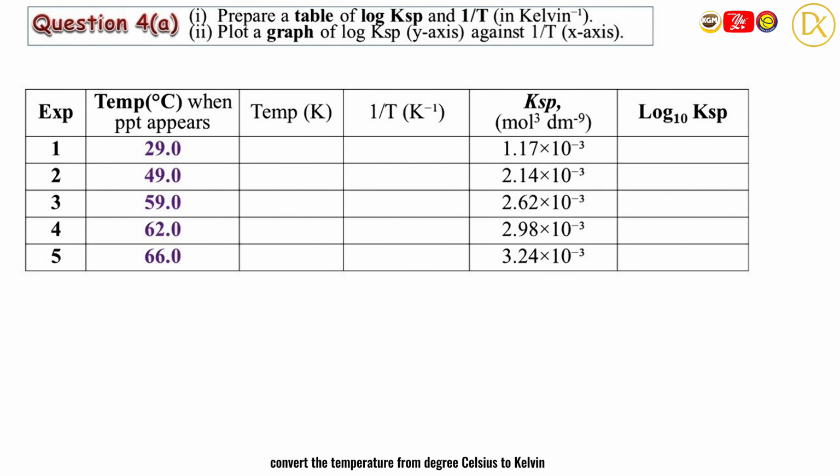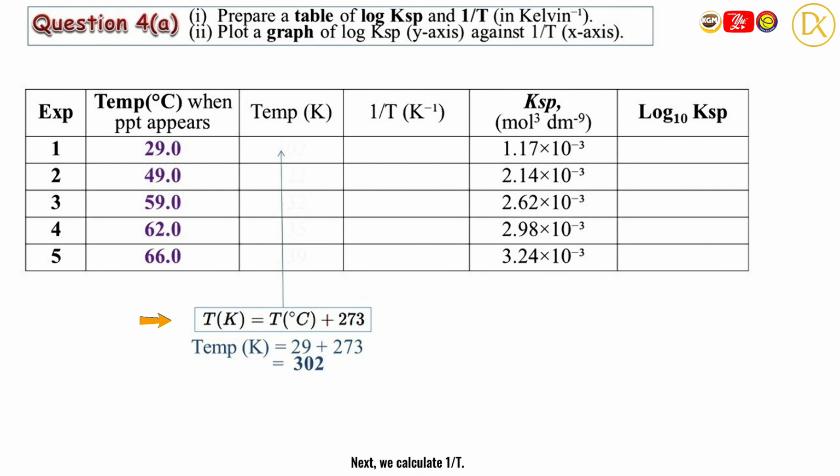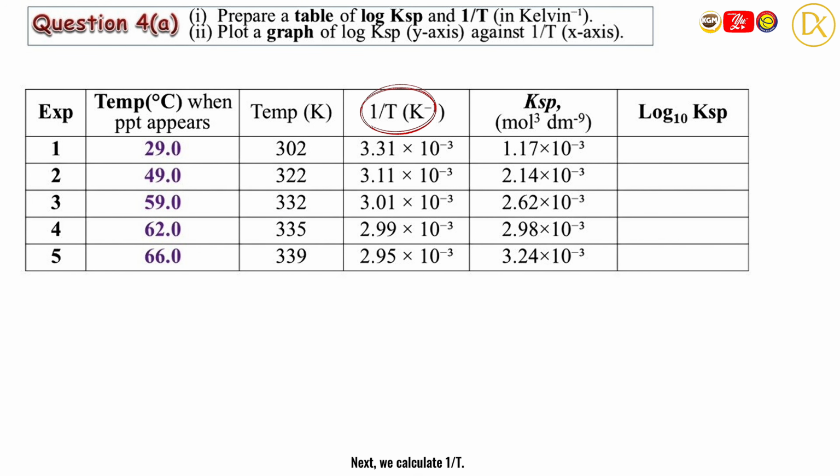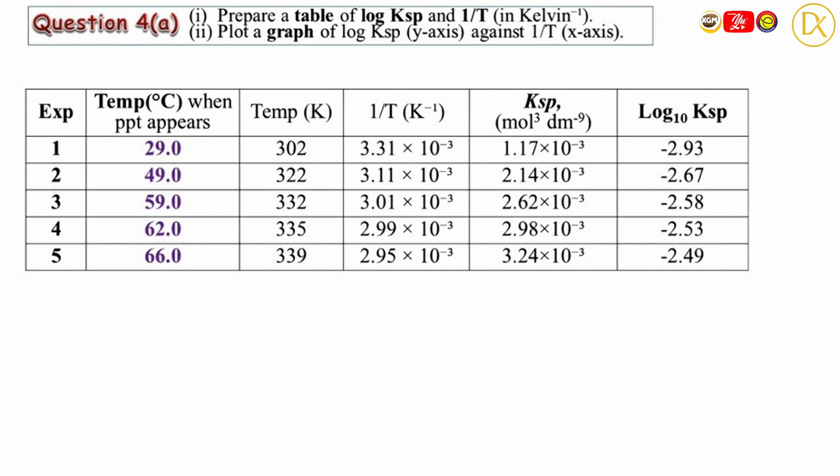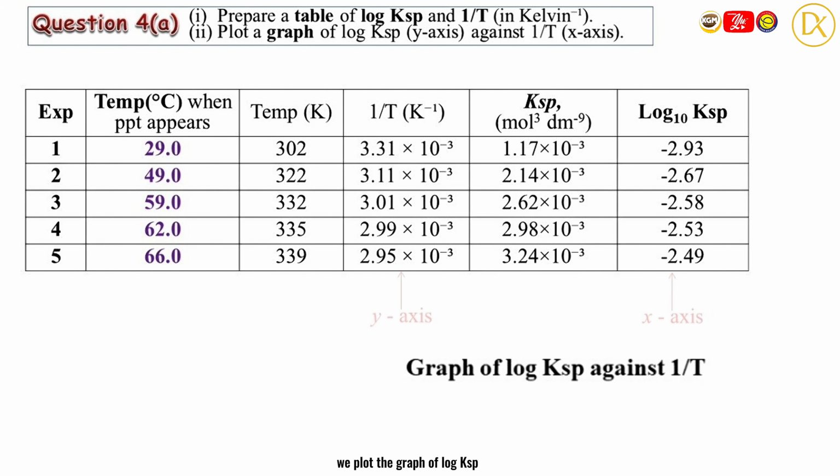First, we convert the temperature from degrees Celsius to Kelvin by using the following formula. Next, we calculate 1 over temperature. Then, we calculate the log Ksp using the Ksp values obtained earlier. We plot the graph of log Ksp against 1 over temperature.